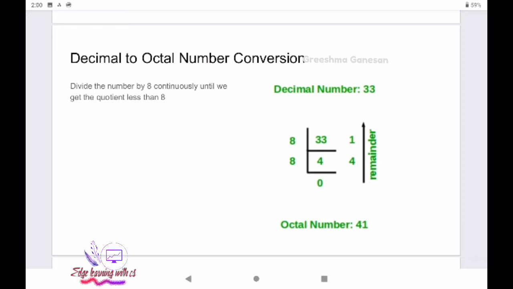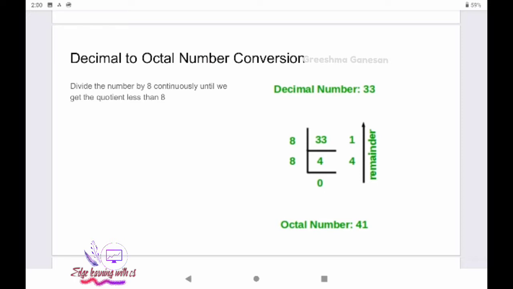So we can go to our question. We are getting a question 33. So our decimal number will be 33. We have to divide the number 33 by 8, until we get a quotient less than 8. So the first thing, I am writing 33. Then I am dividing it by 8.